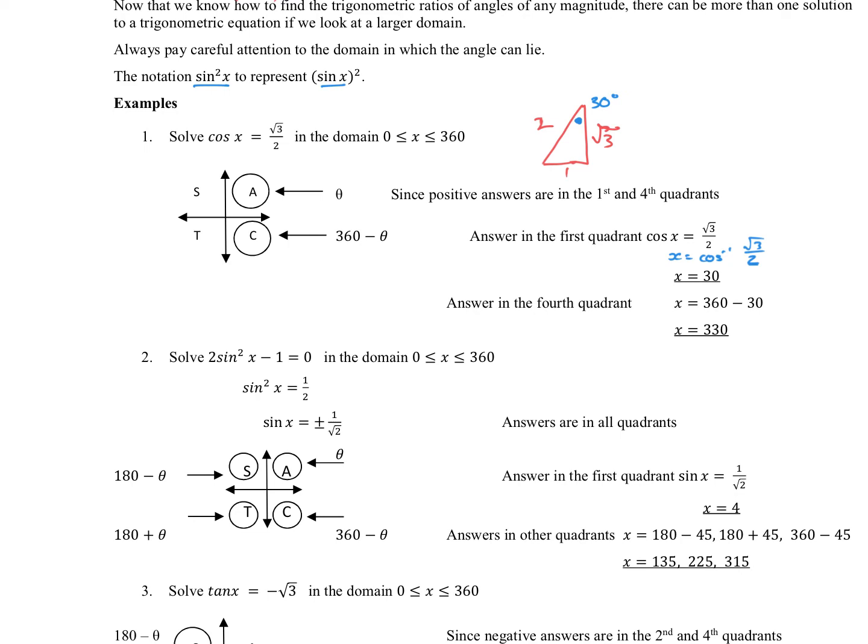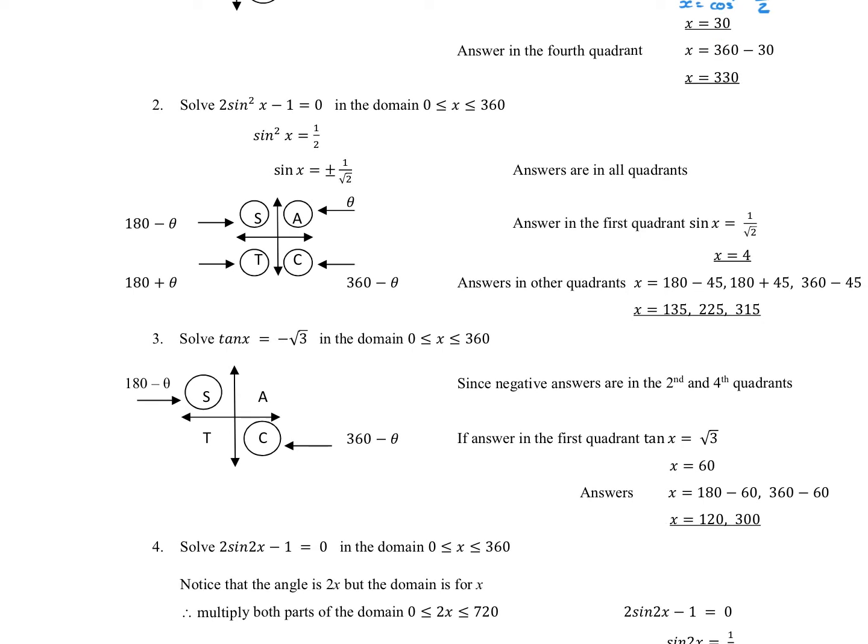Okay, so if we have a look at this second example, 2 sine squared x minus 1 is equal to 0. That means we can add 1 to both sides of the equation. So then we'd have 2 sine squared x is equal to 1, and then divide by 2. So sine squared x is equal to 1/2.